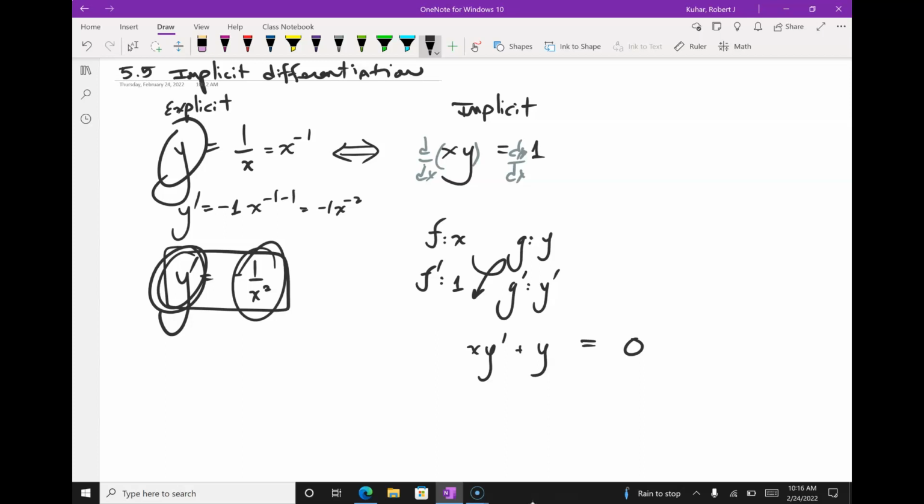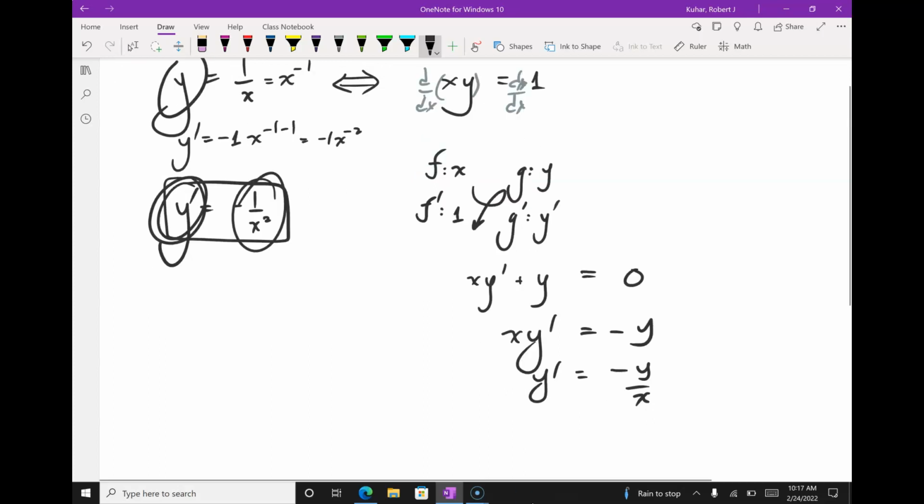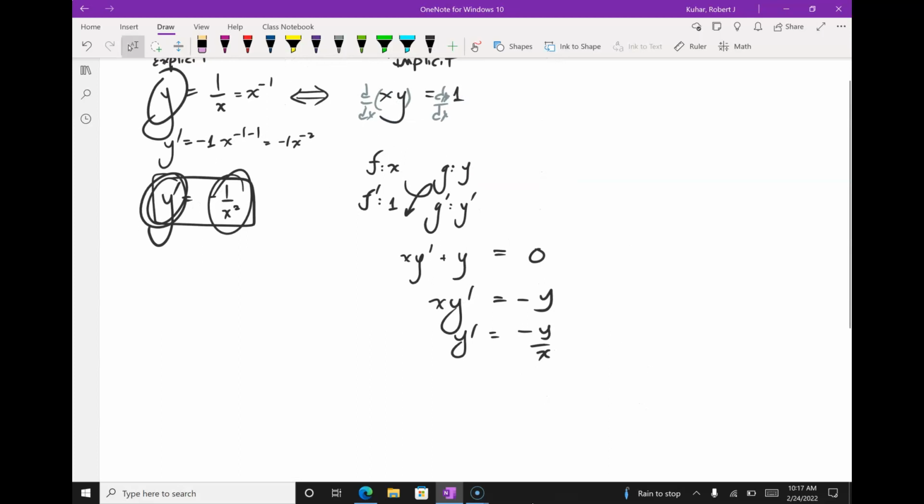What am I solving for? What did I solve for? The derivative. I'm solving for y prime. So x y prime equals negative y. So y prime is negative y over x. Do I know what y was? Did I have an original y equal anywhere? Yeah. So negative 1 over x. So there it is, negative 1 over x squared. Same answer.